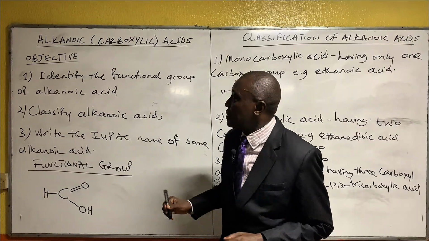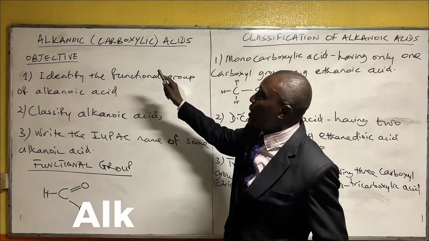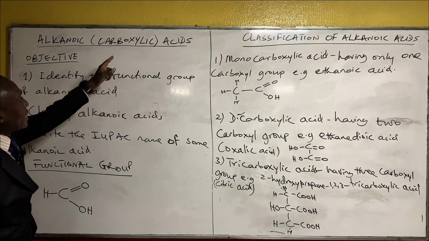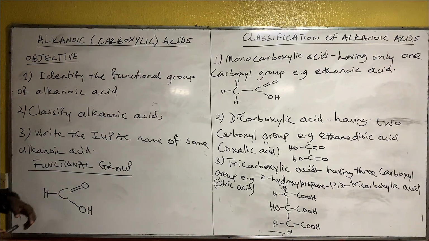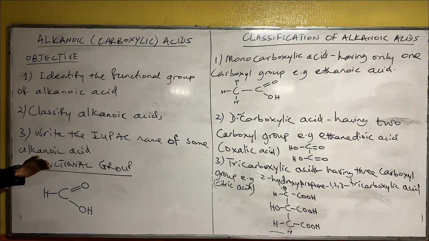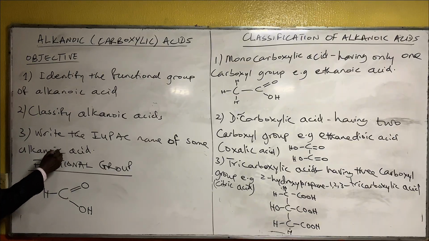In this class, we are looking at alkanoic acid, otherwise called carboxylic acid. We are going to be identifying the functional group of alkanoic acid, then classify alkanoic acid into the various forms, then write the IUPAC name of some alkanoic acid.